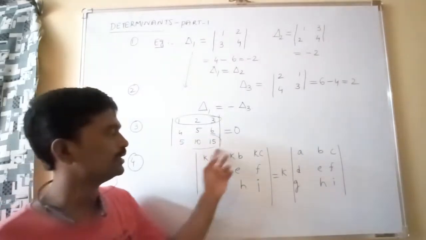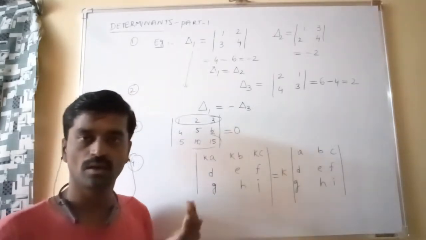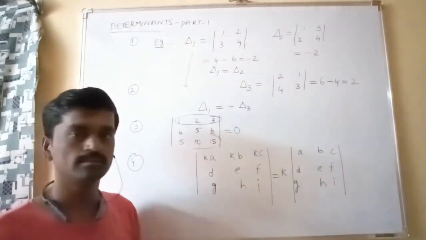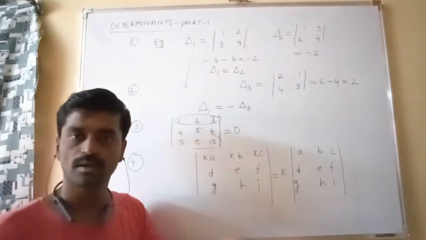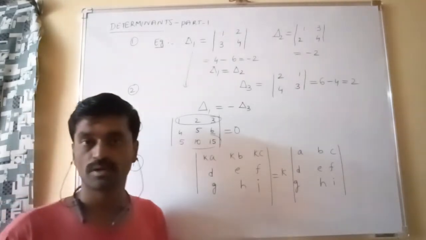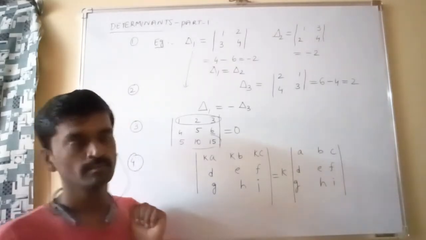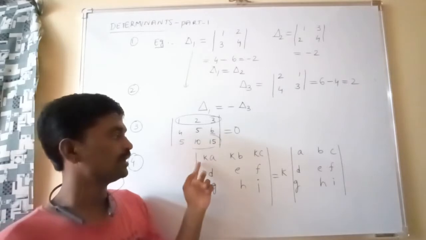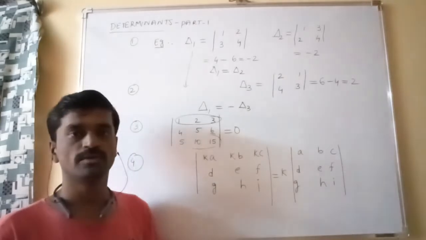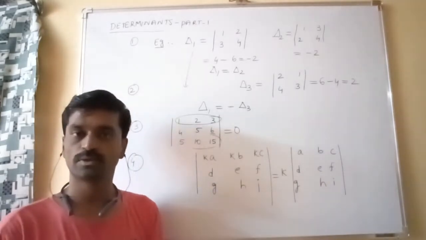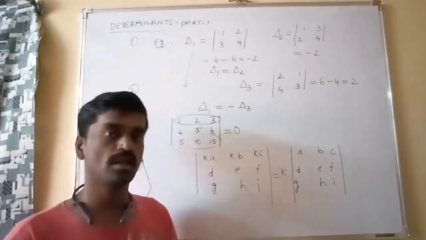That means if the elements of any row are multiples of k, then we can take k common. Suppose the elements of any column are multiples of k, we can take k as common. But in case of a matrix, only if all the elements of the matrix are multiples of k can we take k common. In case of a determinant, we can take that k common either row wise or column wise, only for a single row or single column. If each element of a single row is a multiple of k, then you can take k common. If each element of a column is a multiple of k, then we can take k as common.